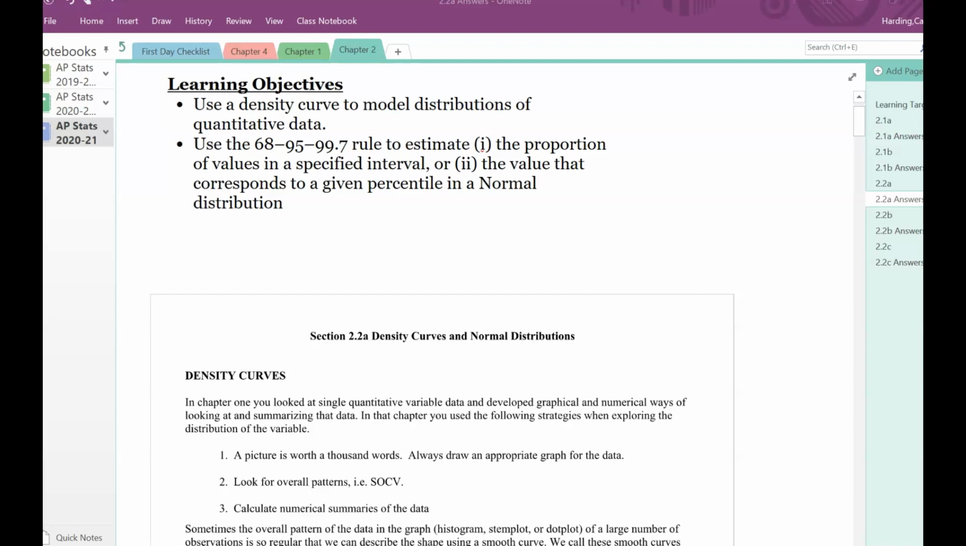At the top of the activity, it just refreshes your memory about what we've done so far with distributions of data. We've created displays, graphs. We've looked for overall patterns. We've discussed shape, outliers, center, and variability. We've also come up with a few specific numerical summaries of the data for center and variability: mean, median, IQR, standard deviation, range. We've used all these things to describe a distribution. A density curve is another way to describe a distribution.